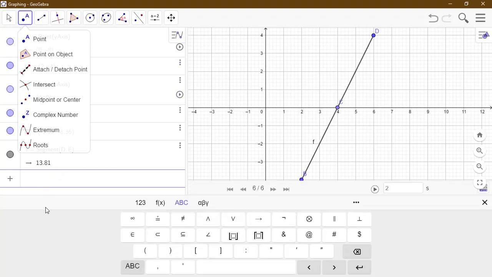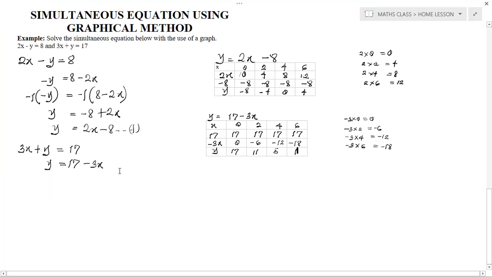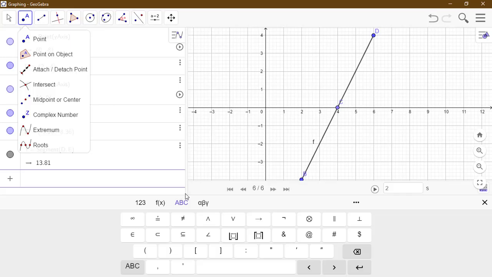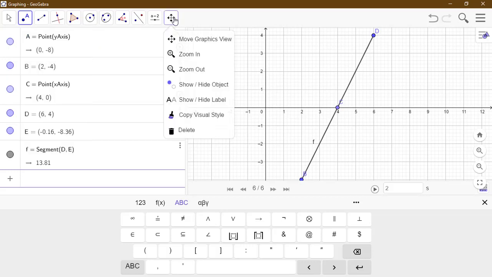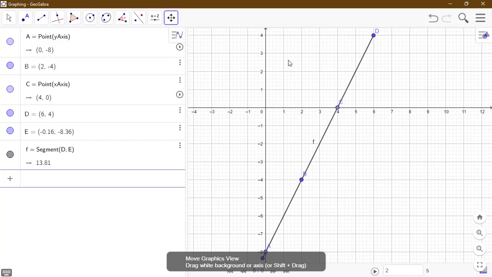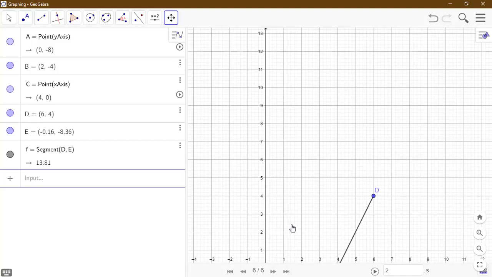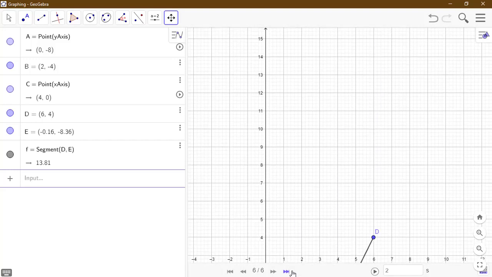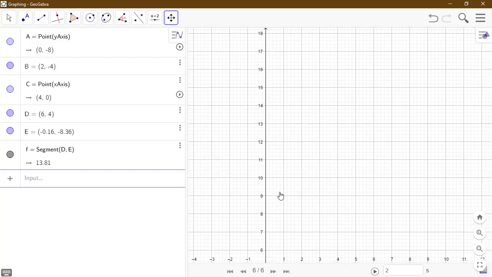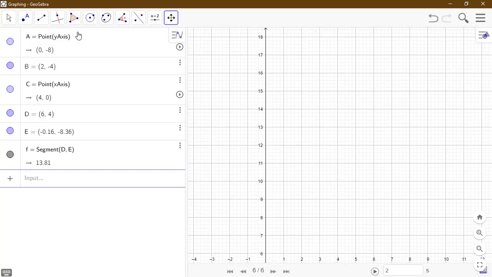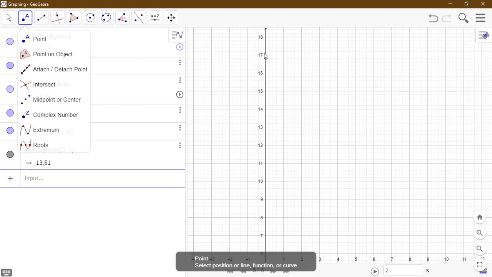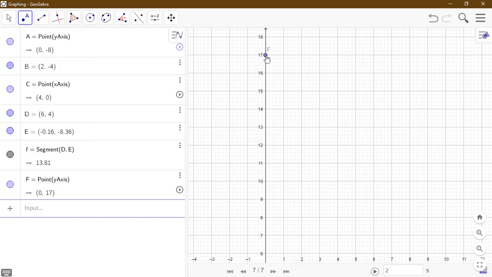the next graph. That's what, when y is 0, x is 17. We need to take this thing down. When x is 0, y is 17. This is the position. Okay, give us exactly the position.